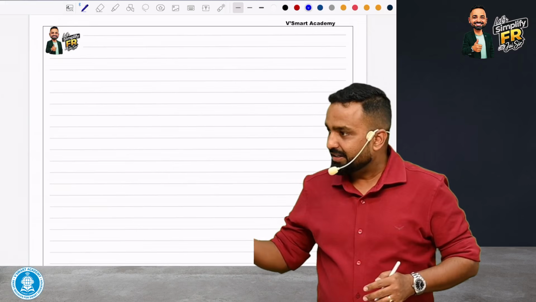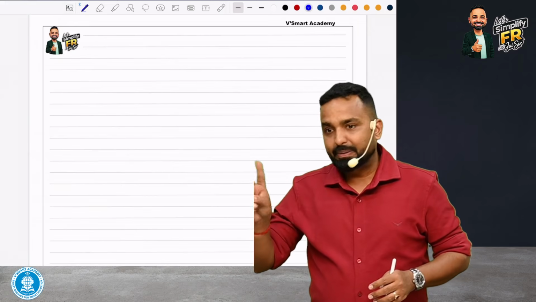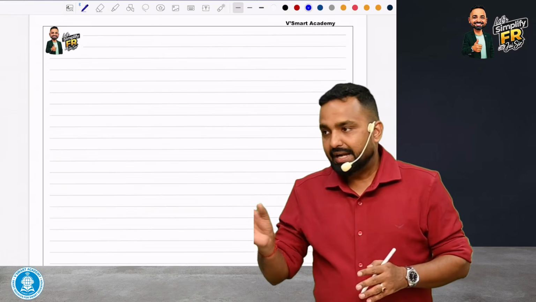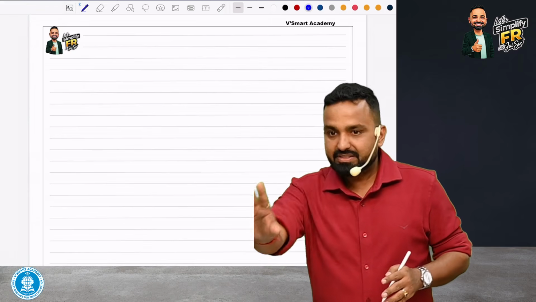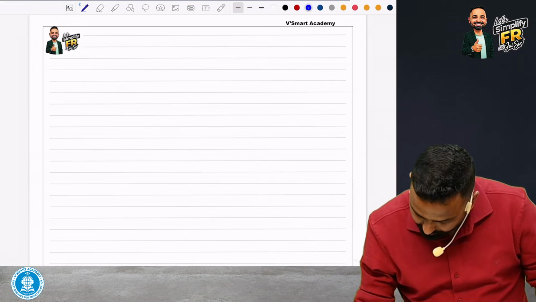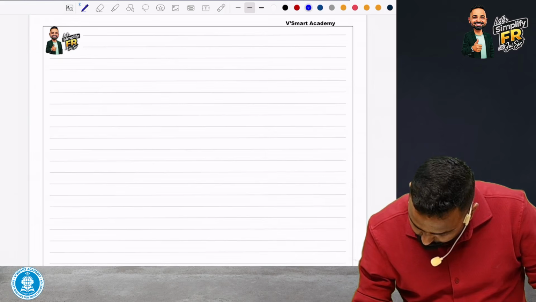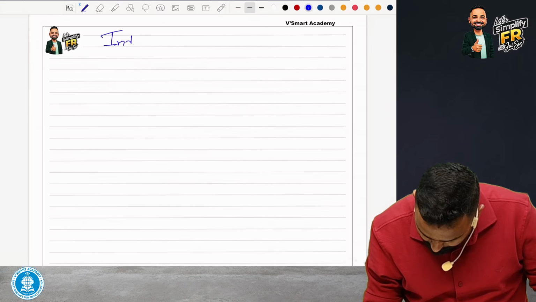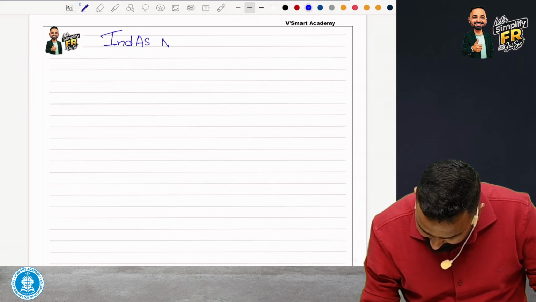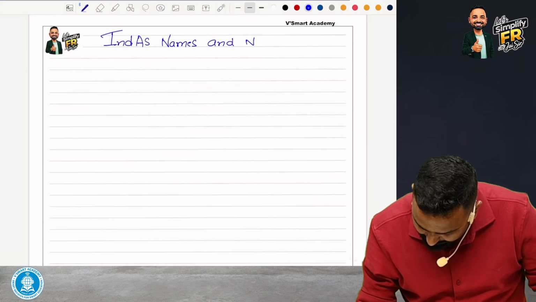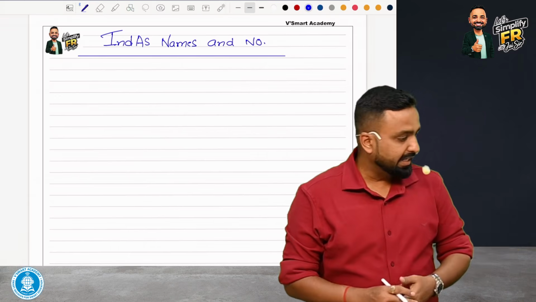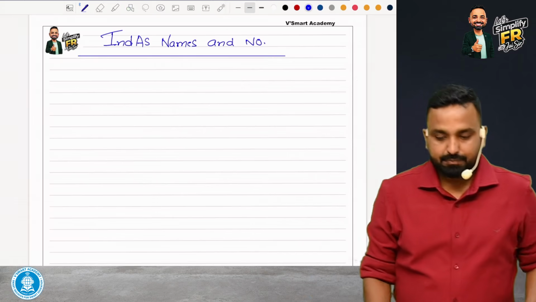Every day we will write. We need at least 2 pages or maybe 3 pages for writing all the names, and the remaining pages leave for the basics. Okay. Ind AS names and numbers.